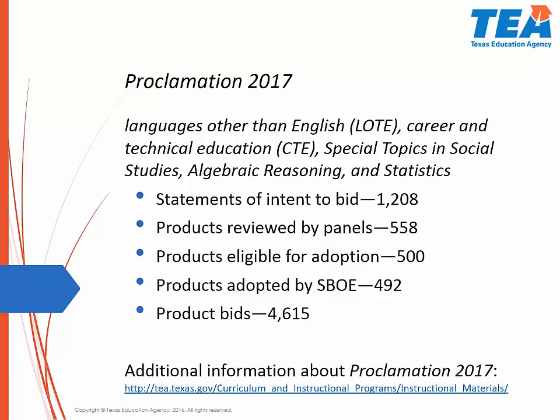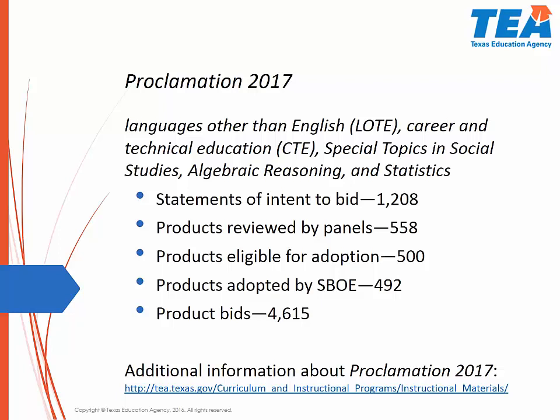A form must be submitted for each course or subject area and grade level the publisher intends to submit materials for. 558 products were reviewed by the State Review Panel for Texas Essential Knowledge and Skills, or TEKS, and English Language Proficiency Standards, ELPS, coverage.